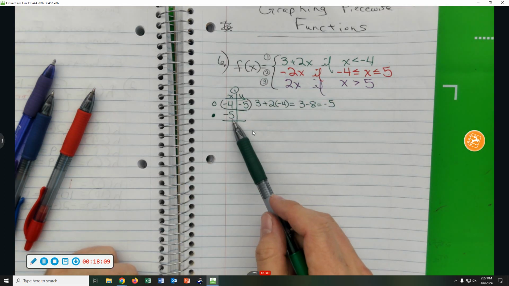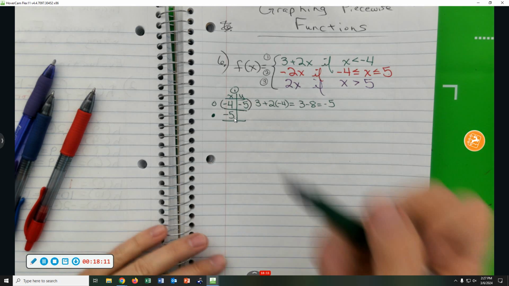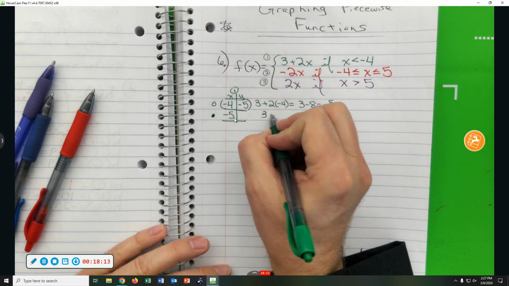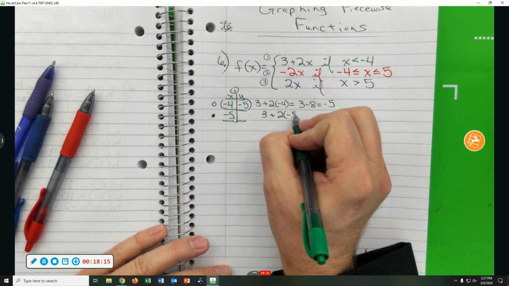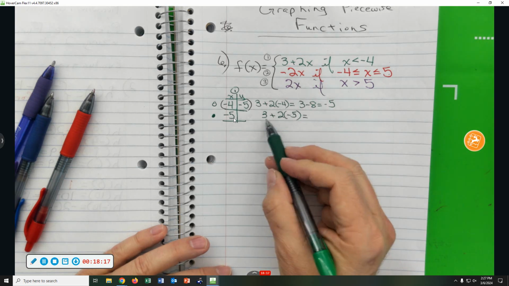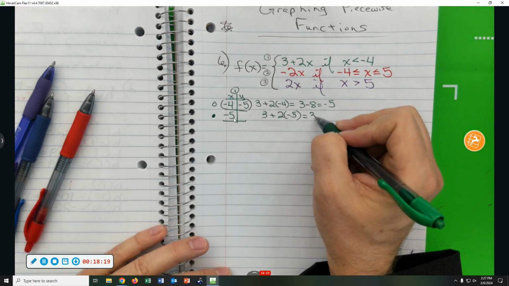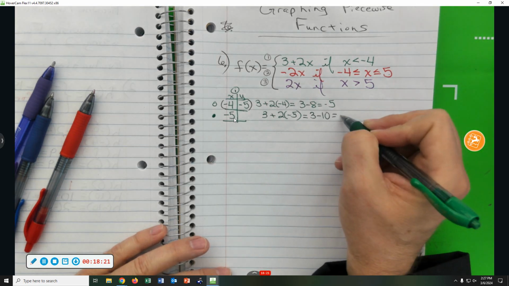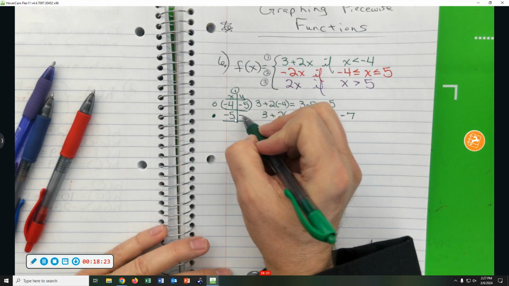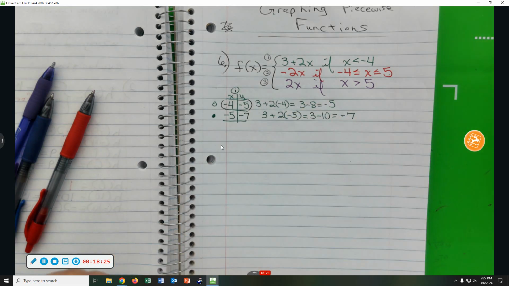Okay, now we're going to plug in negative 5. 3 plus 2 times negative 5. That's 3 minus 10, which gives us a negative 7. There's my second ordered pair.